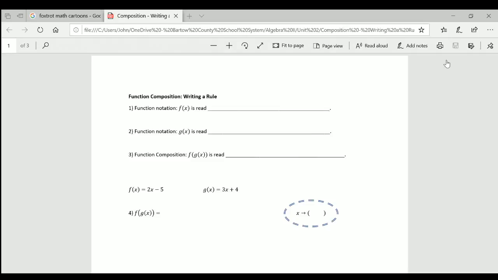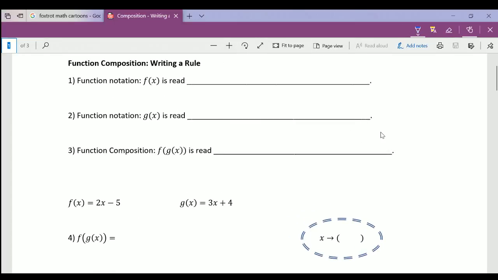This time we're going to be talking about function composition when you want to write a new rule. We'll do another video later on when it's a simple number input and output. The reason I'm doing this one first is that a lot of my students prefer using this method to do the other one. So when we get to that video, we're going to do two different versions of it. But for right now, we'll get this one going.